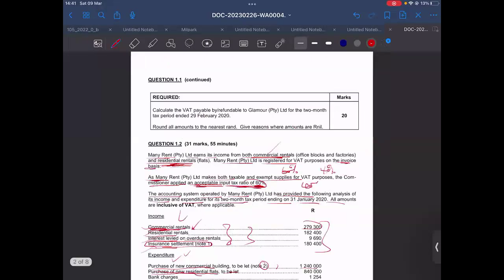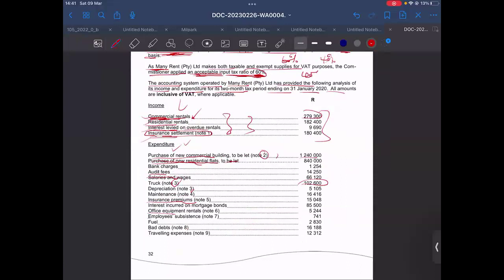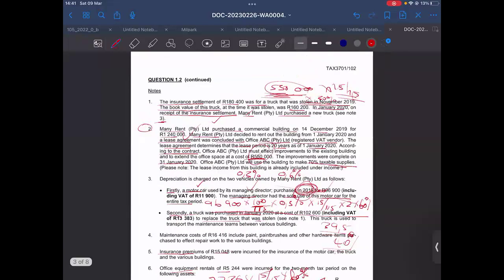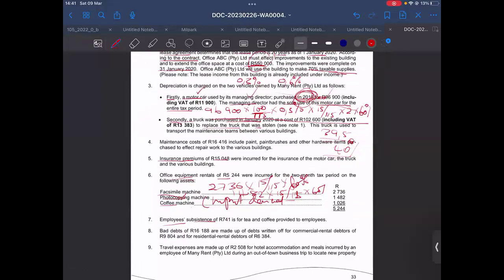Right, I think if we do it that way, we'll get lost. Employee subsistence. What do we do with this one? It's also entertainment, supply of entertainment, unless the employee is required to spend at least a night away from his normal place of residence. In this one, they said this employee subsistence is for coffee provided to employees. So it's entertainment, VAT denied.